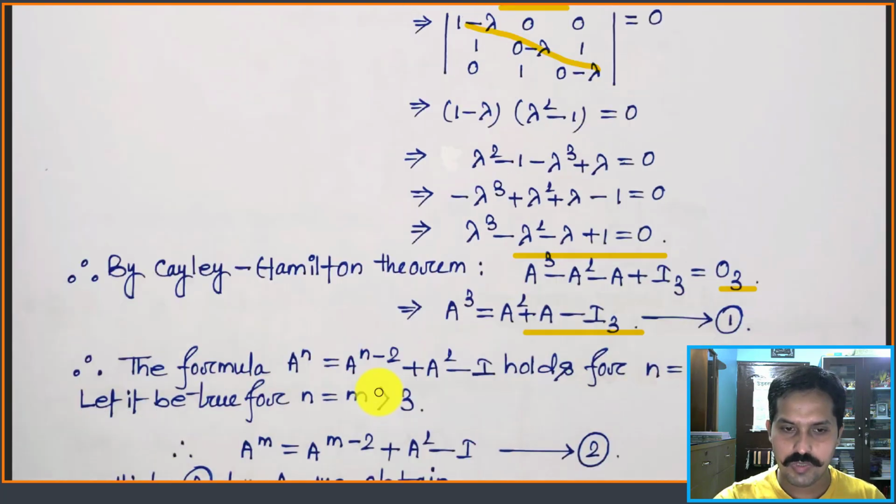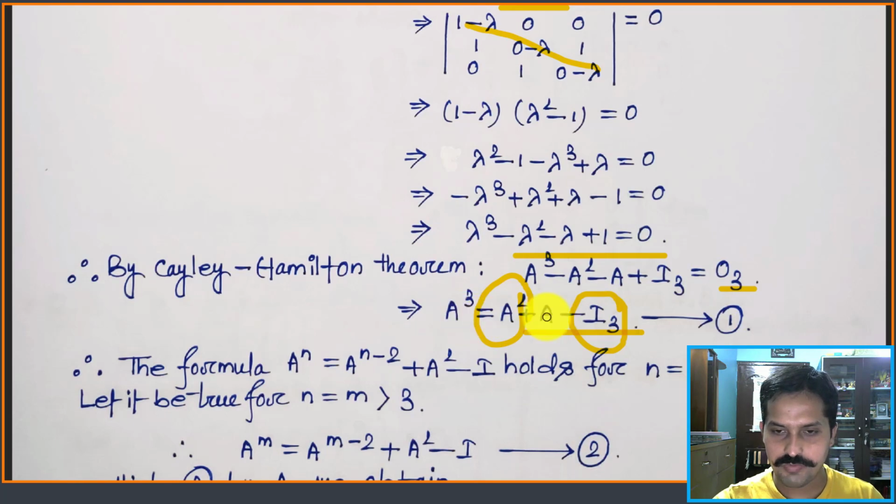Now see, our formula was A to the power n equals A to the power n minus 2 plus A square minus I. Here A square and minus I are constant or fixed, you can say, and these two matrices are just variables. Actually their powers are variables. You see here the power is 3 minus 2, that is 1. A to the power 3, here A square plus A to the power 3 minus 2, that is 1, or A to the power 1, you can say.